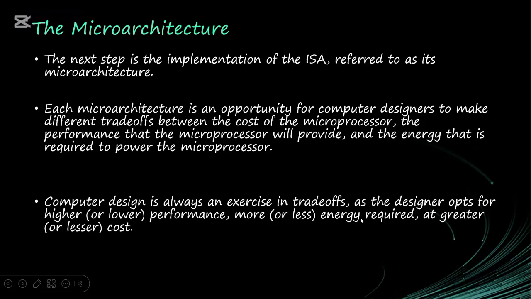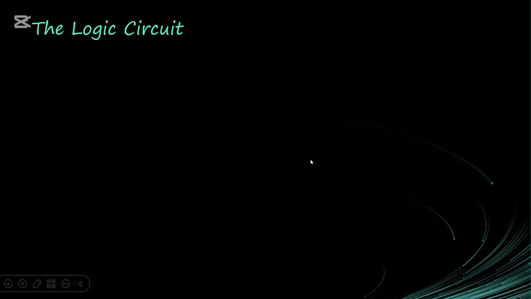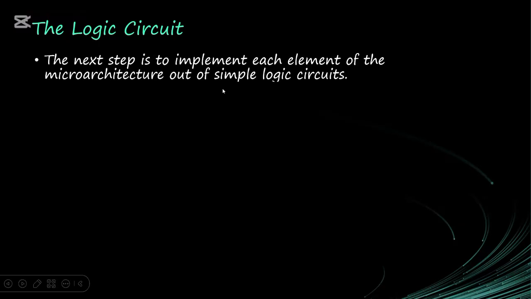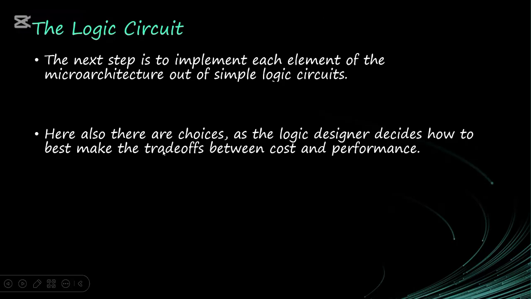Some computers are faster. So it is in this microarchitecture, it is in this implementation of the ISA, that all these trade-offs come in. When you are implementing the ISA, which is the microarchitecture, these microarchitectures are implemented out of simple logic circuits. So the implementation of this ISA is done using logic circuits. Here also there are choices, as the logic designer decides how best to make the trade-off between cost and performance.